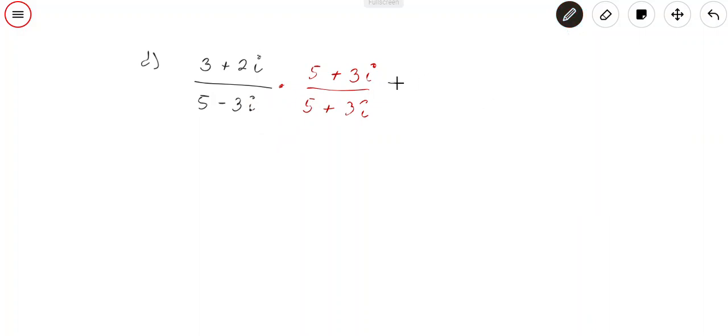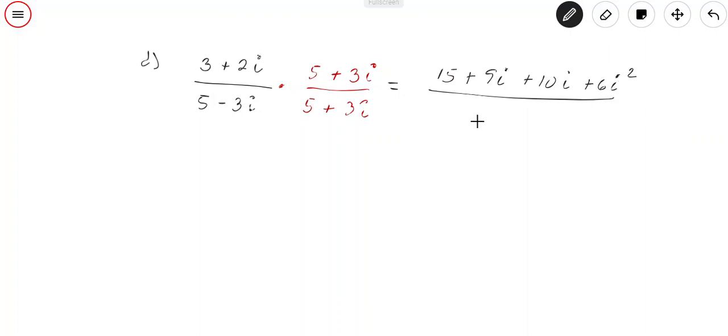So we're going to multiply just the numerator by FOIL, as we have been doing in all the examples. So I say 3 times 5, 15. 3 times 3i, 9i. 2i times 5, this would be 10i. Okay? And 2i times 3i will be 6i squared.